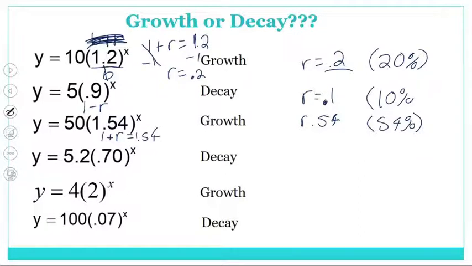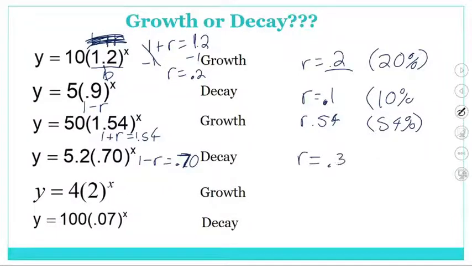All right, same thing on these last ones. I'm just going to quickly go over them. But this would be decay, so it's 1 minus r, which would equal 0.70. And again, you could solve that. The answer would be 0.3, or 30%.